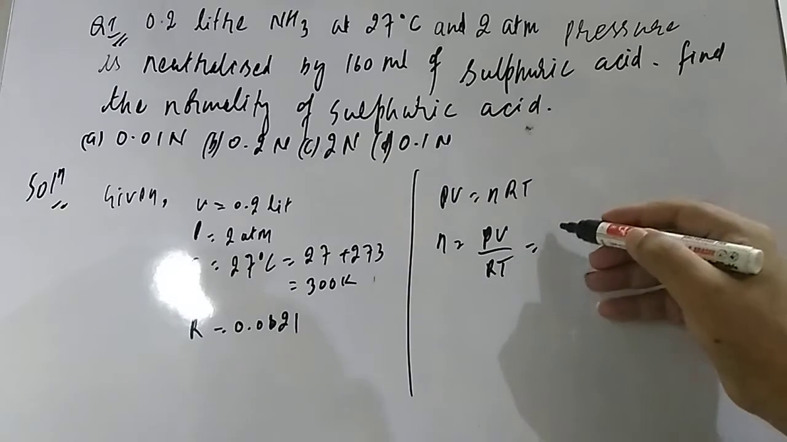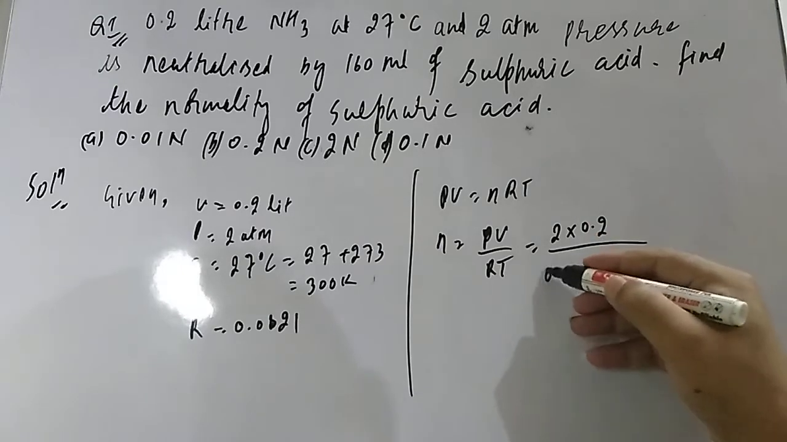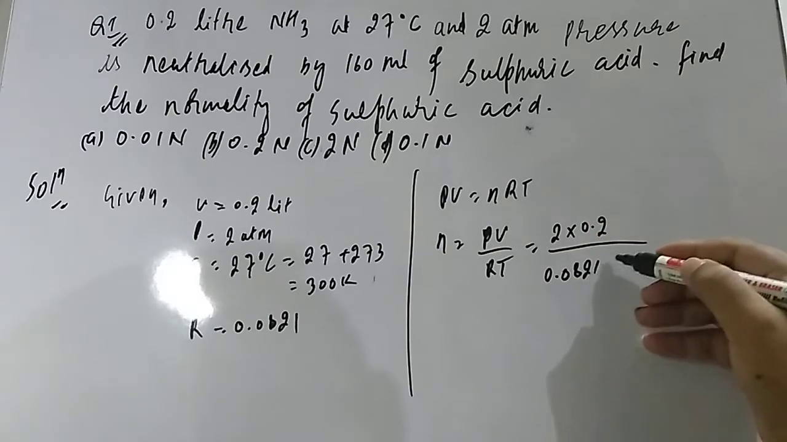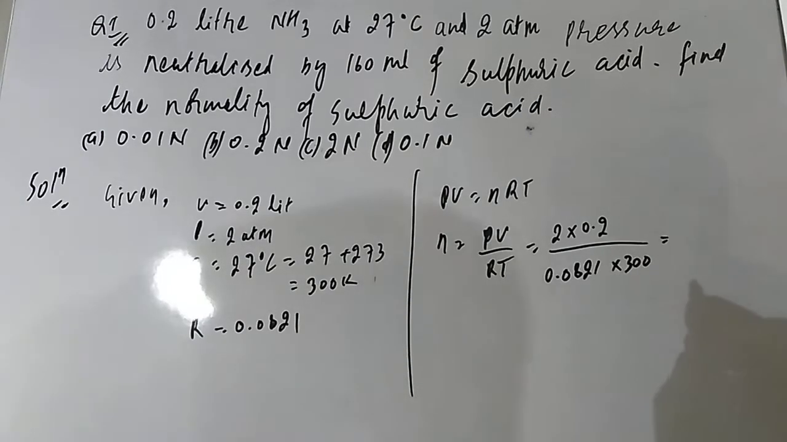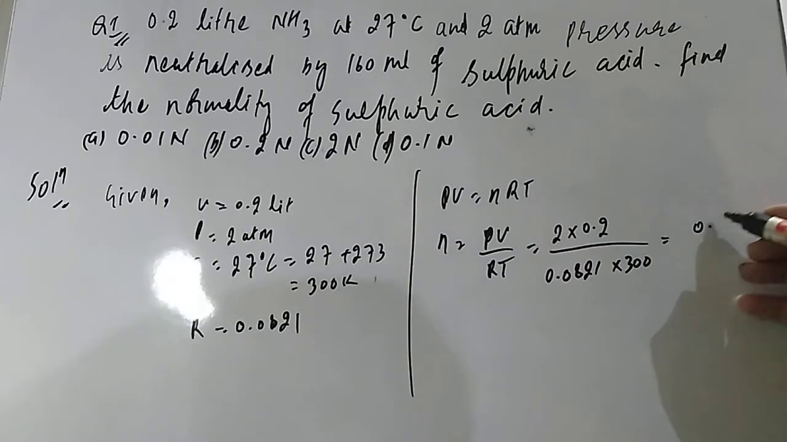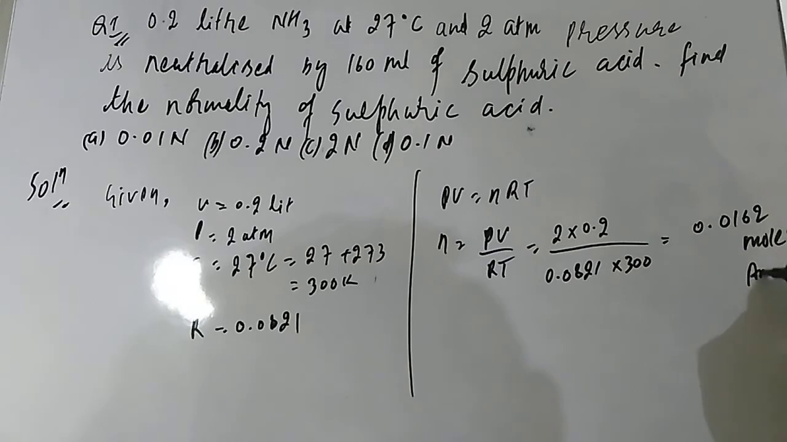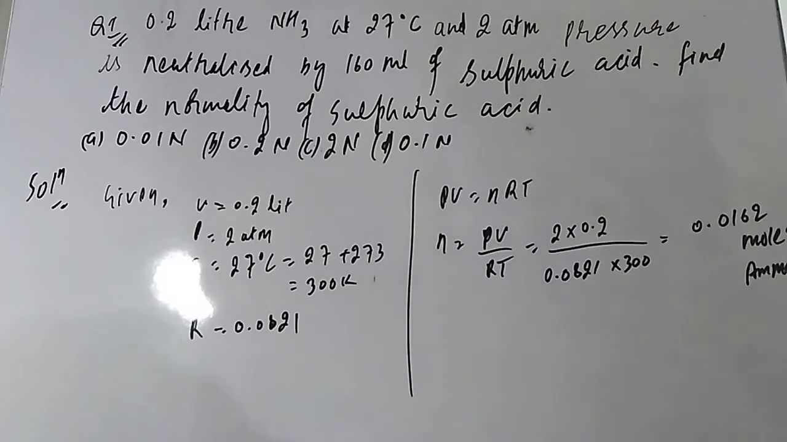So P is 2, V is equal to 0.2, R value is given 0.0821, and T value is also given, 300 Kelvin. Now when you solve this, your n value you are getting 0.0162. This is the number of moles of ammonia. Now they are saying we have to find how many moles of sulfuric acid are required to neutralize.